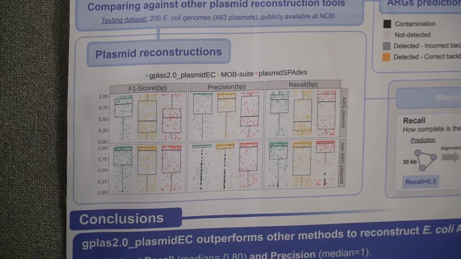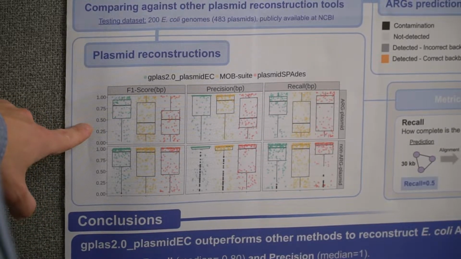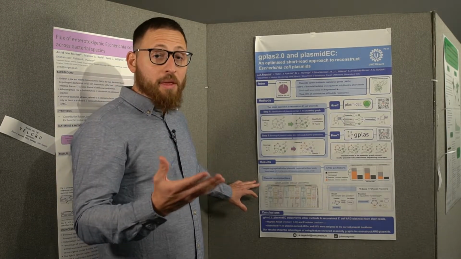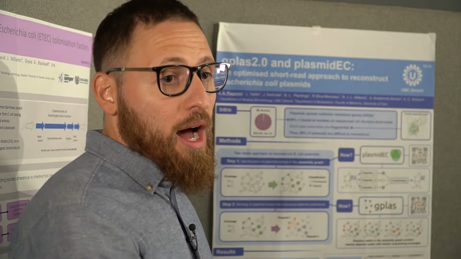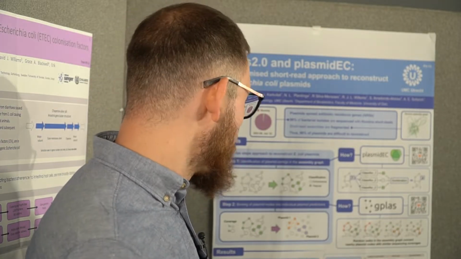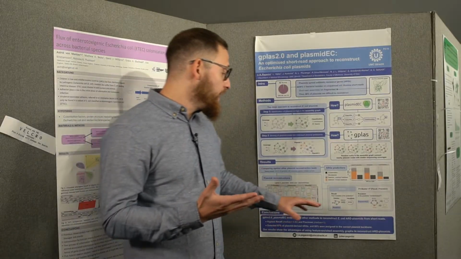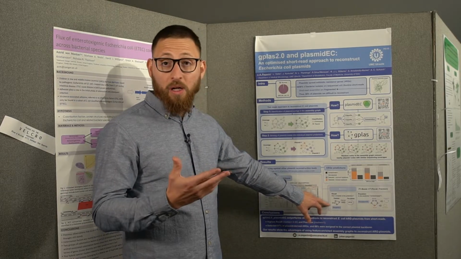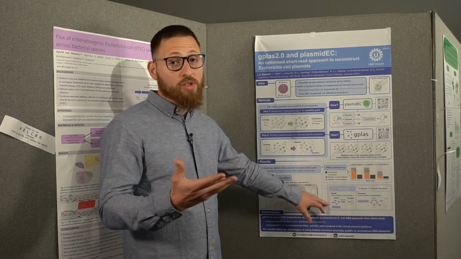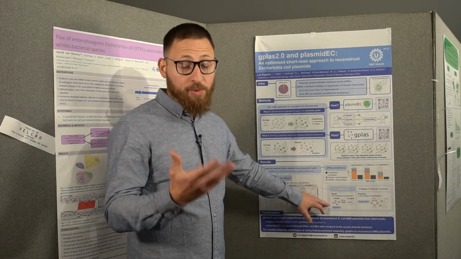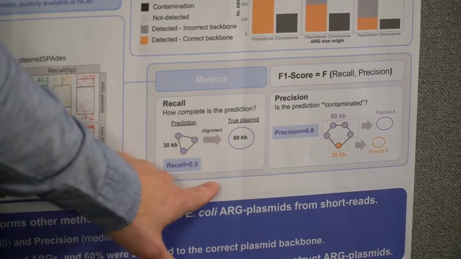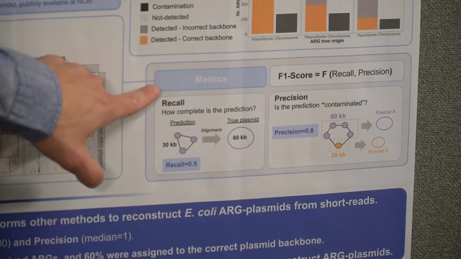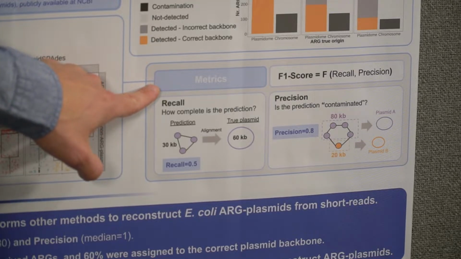So what we basically did was first test the capacity of the tool to reconstruct the plasmids. And the way we did that was basically comparing the plasmid predictions against the true plasmids that we got from the reference databases. And basically the way that we compared them was using 3 different metrics. One of the metrics is called recall, and recall basically allows to answer the question, how complete is the plasmid prediction? As you can see here in this picture, if our plasmid prediction is 30 kilobases and the true plasmid is 60 kilobases, we will assign a recall of 0.5.